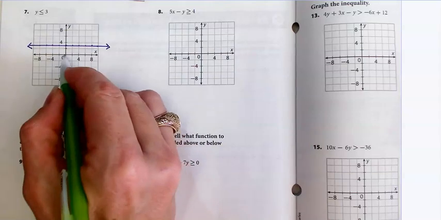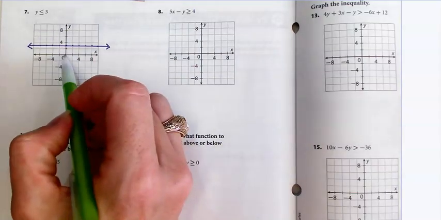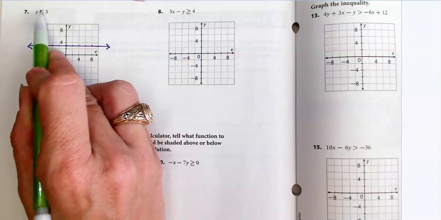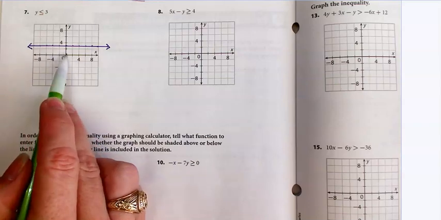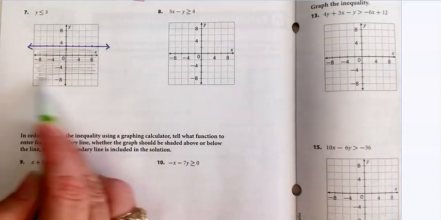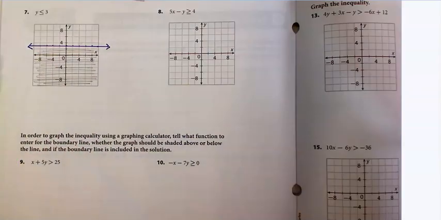If I pick a point 0, 0, well, there's no place to put in an x value, so I only put in the y value. 0 is, in fact, less than or equal to 3. So when I choose the point 0, 0, it makes the statement true, and I'm going to shade this way. Okay?